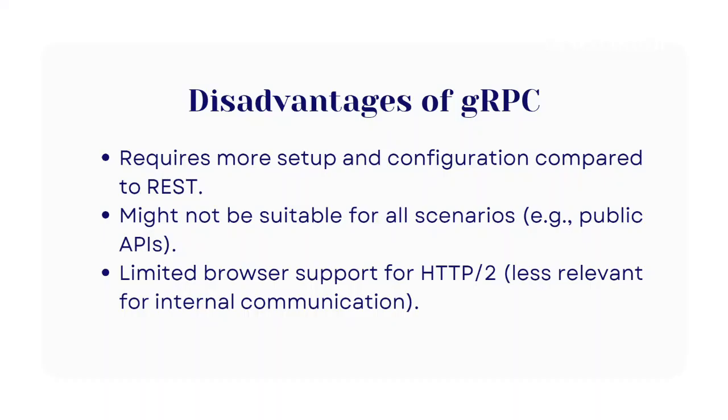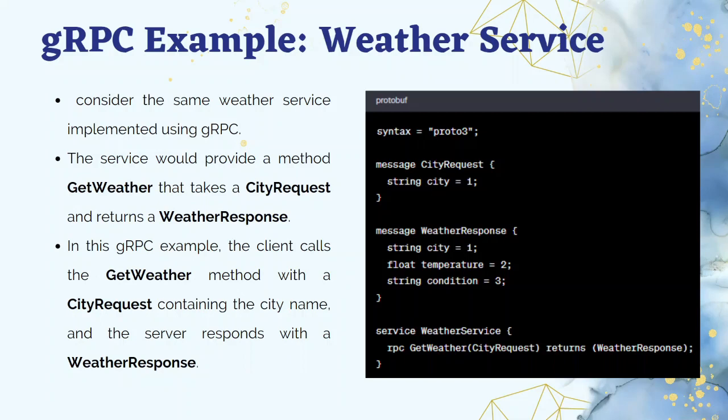There are some disadvantages for gRPC. It requires more setup and configuration. It might not be suitable for all scenarios since protobuf is a binary format. It is not as widely available as the REST API JSON format. Protobuf is somewhat different, so it is not suitable for public APIs. And the browser support is limited. It supports only the HTTP2 format.